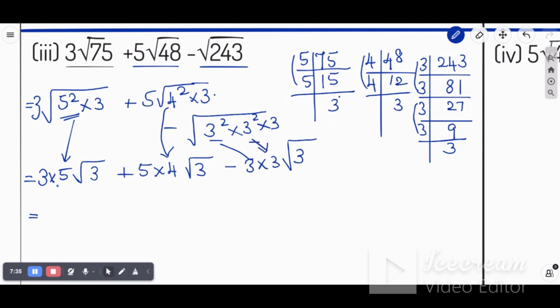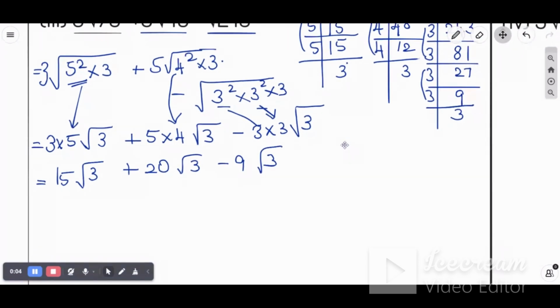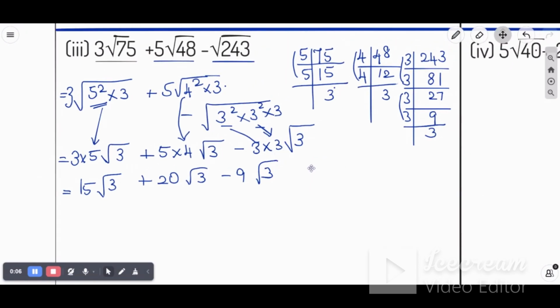Now what you can do is 5 3s are 15 and square root of 3, plus 5 4s are 20 and a square root of 3, and 3 3s are 9 and a square root of 3. Okay, now what we have to do is let us take this a little closer. So what I have done is 15, if you could see, now it has ended up our first two questions, right?